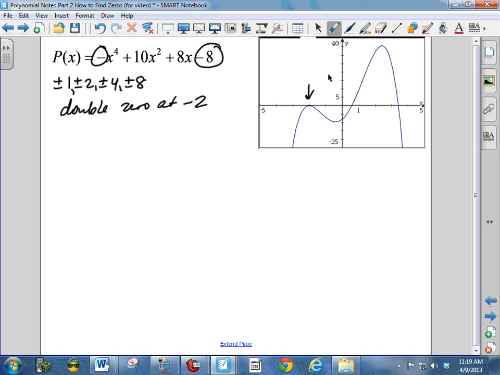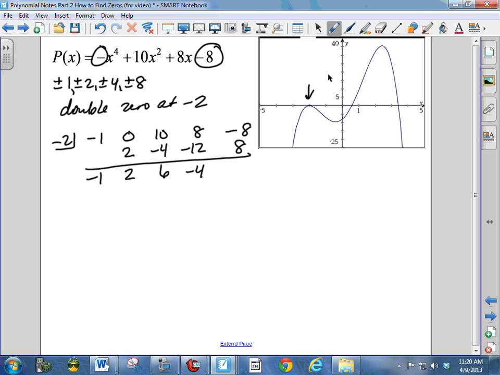So how do we handle a double 0? The same way we'd handle two individual rational zeros. We do synthetic division twice, but with the same number. So this is negative 1. We have a 0 for our x cubed term, 10, 8, negative 8. Drop the negative 1, times negative 2. This is 2. Add. Negative 2 times 2 is negative 4. Add. This would be negative 12. Add. Positive 8. We get 0.